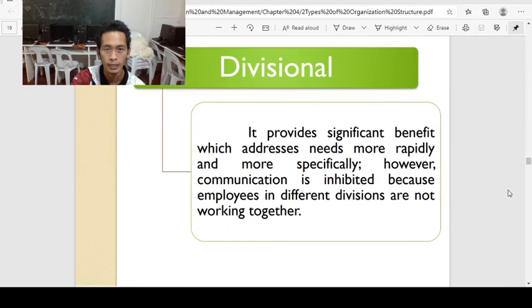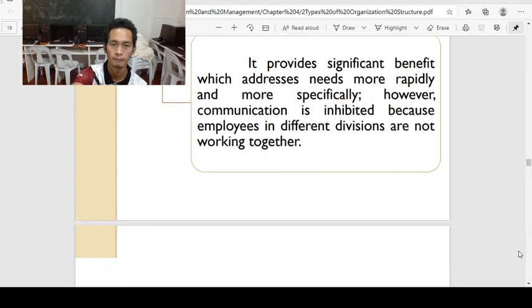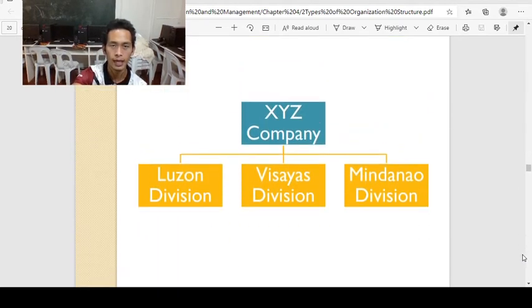Another in divisional, it provides significant benefit which addresses needs more rapidly and more specifically. However, communication is inhibited because employees in different divisions are not working together. Okay, example, XYZ company. So Luzon Division, magtinabangay sila. Visayas Division, Mindanao Division. So divisional, it's applicable for large geographic area.